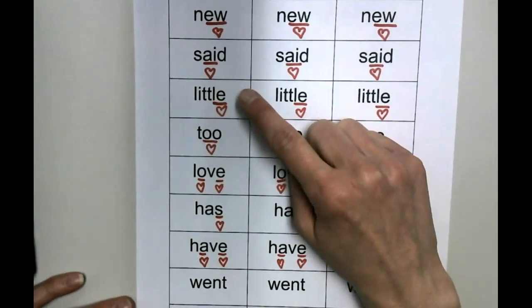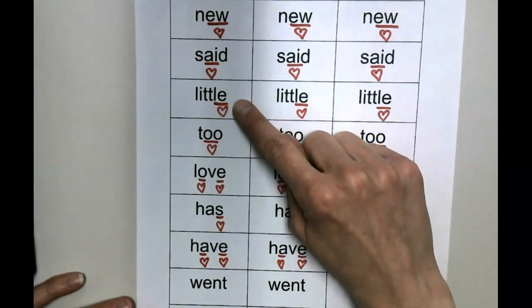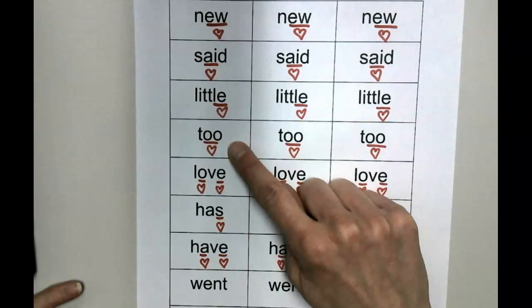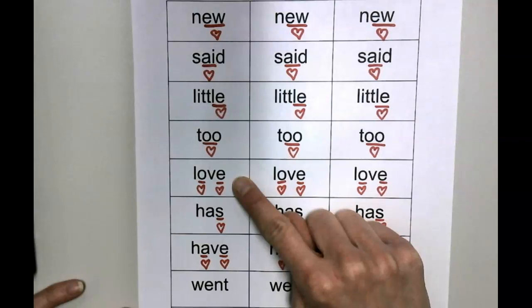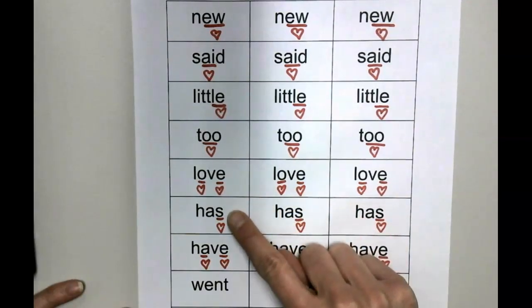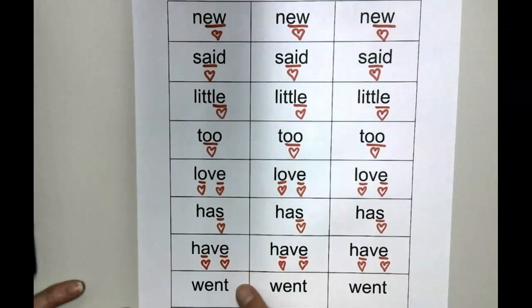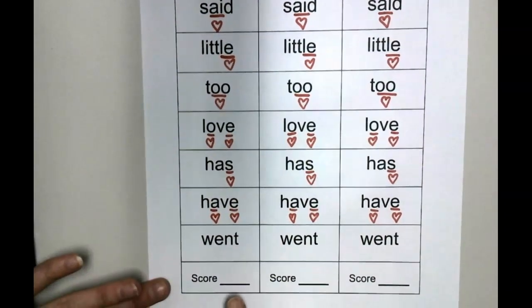Okay, let's do the same thing. I'm going to say the word, and after I say it, if you said it correctly, you will highlight. We're going to do that the whole way. Ready? Say the word. Little. Say the word. Two. Say the word. Love. Say the word. Has. Say the word. Have. And say the last word. Went.